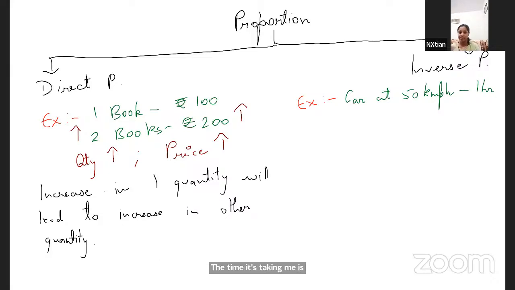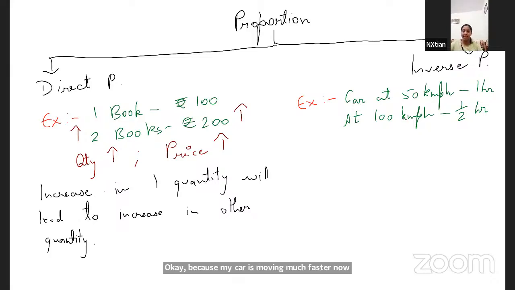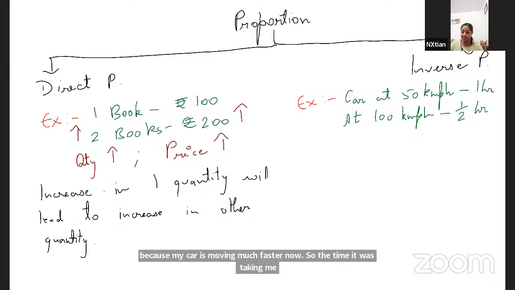If I increase the speed of my car and drive at 100 kilometers per hour, ma'am, it takes half an hour. Yes, it takes half an hour. So what happens? I increase the speed, and the time it was taking me will reduce, because my car is moving much faster now. So the time it was taking me to reach was decreased.